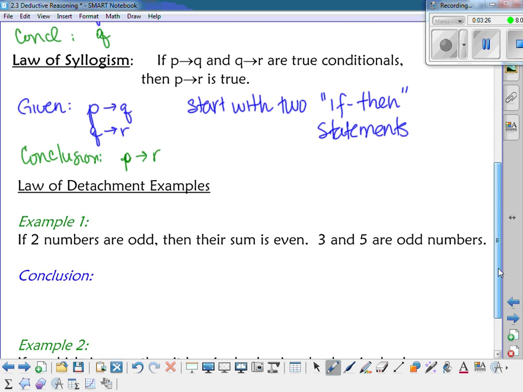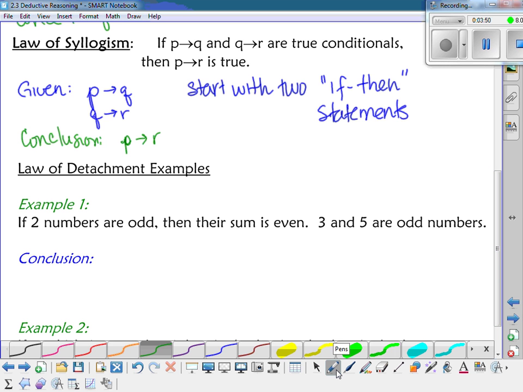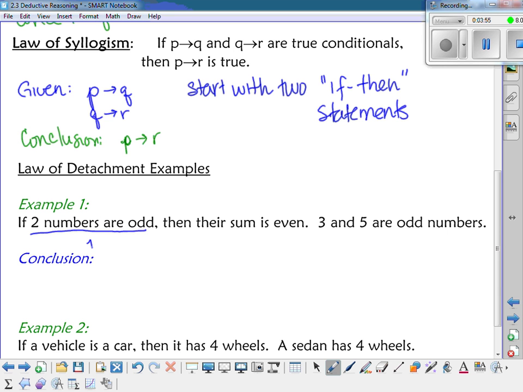Okay, so let's start with some examples for the law of detachment first. Example 1. If two numbers are odd, then their sum is even. 3 and 5 are odd numbers. So the original if-then statement is a general statement: if two numbers are odd, then their sum is even. Then following it is a more specific statement that has to do with the hypothesis. So two numbers are odd, that is our hypothesis. Their sum is even, that's the conclusion of the if-then.